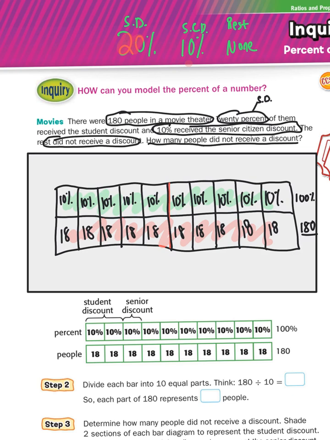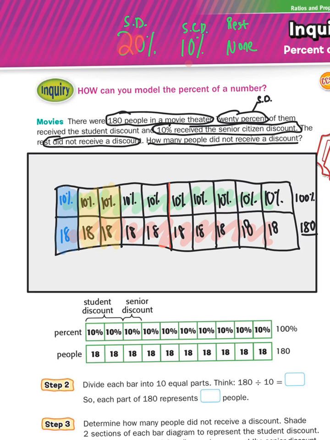So now we're going to do a little bit of shading. Let me get my blue shader on. First off, 10% receive the senior citizen discount. So I'm going to highlight that in blue. That means 18 people received the senior citizen discount because 10% is 18 people. Now the next one says 20% of them receive the student discount. Let me highlight that in yellow. So 20% means there's 10 and there's 10. To figure out the ones who received the student discount, I would just add 18 plus 18, which is 36.